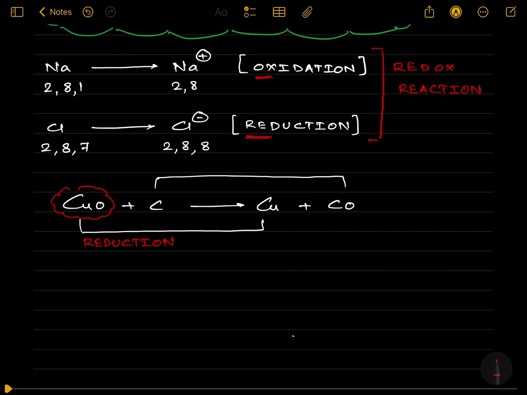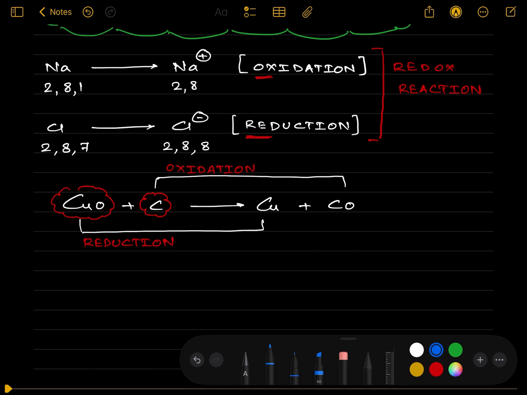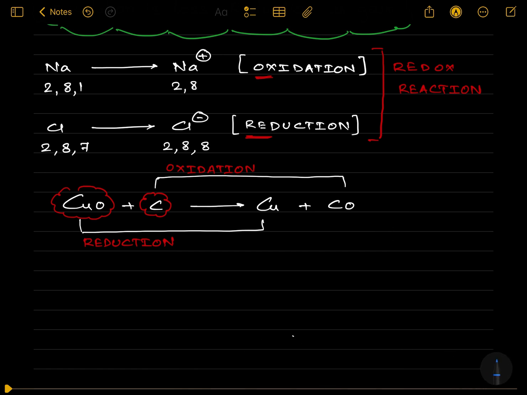Similarly, carbon is getting converted to carbon monoxide, and therefore we would say that carbon is undergoing oxidation. Why? Because it is gaining oxygen. Now, a very important thing, listen. Could carbon gain oxygen without the presence of CuO? If there was no CuO, or no one to donate oxygen, carbon would remain in its original form. Carbon would remain as carbon. It won't get converted to carbon monoxide or carbon dioxide.